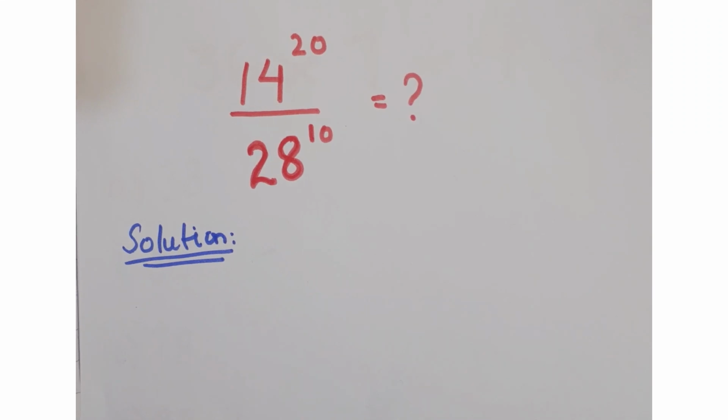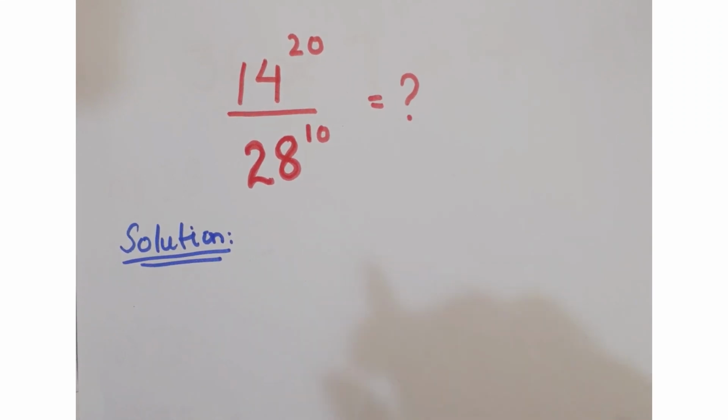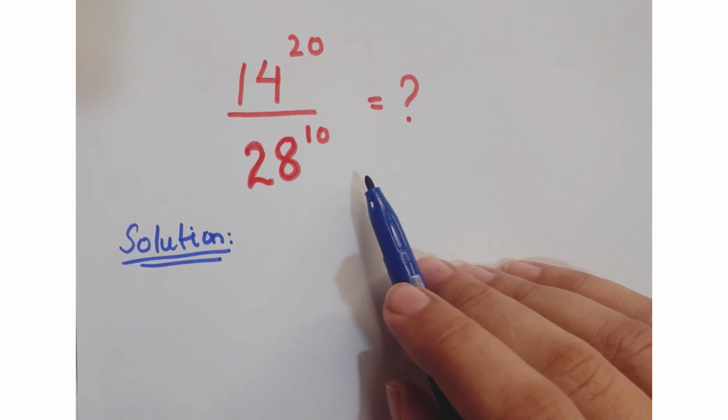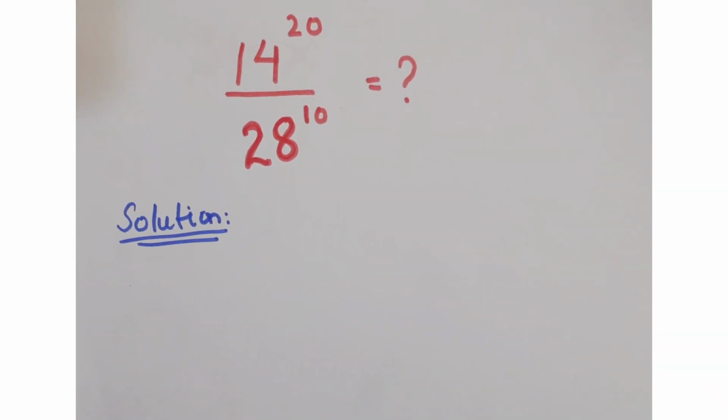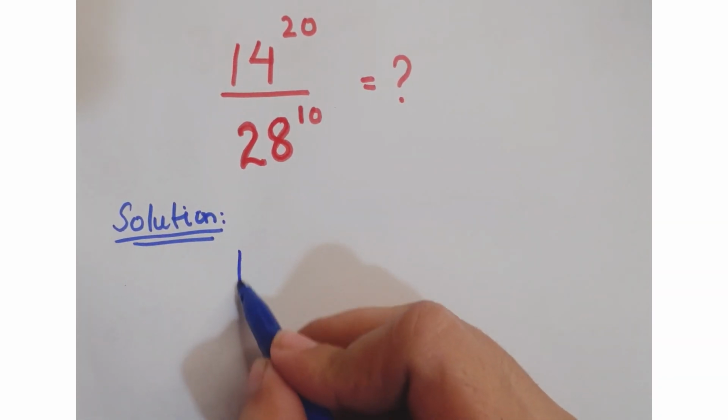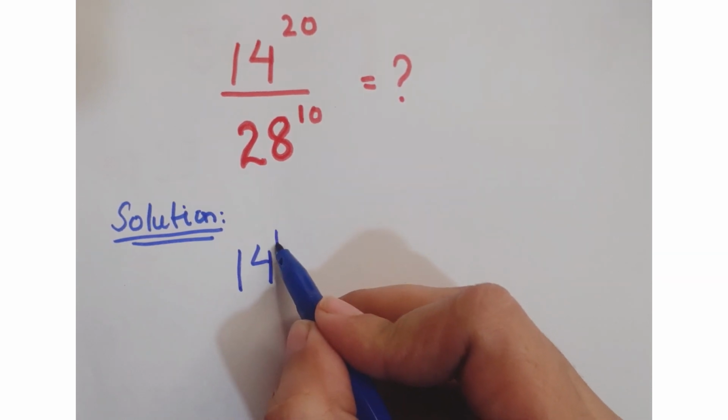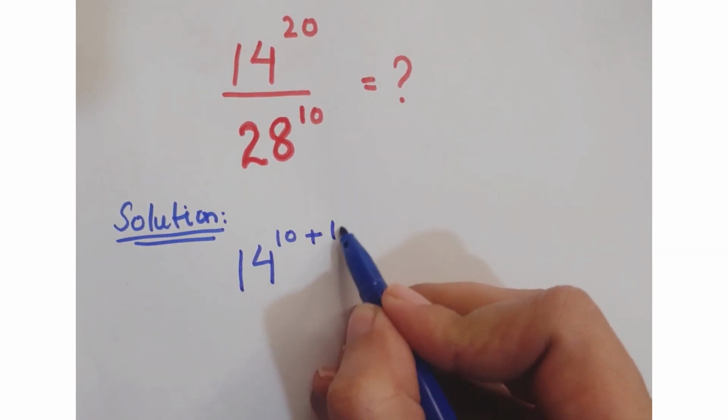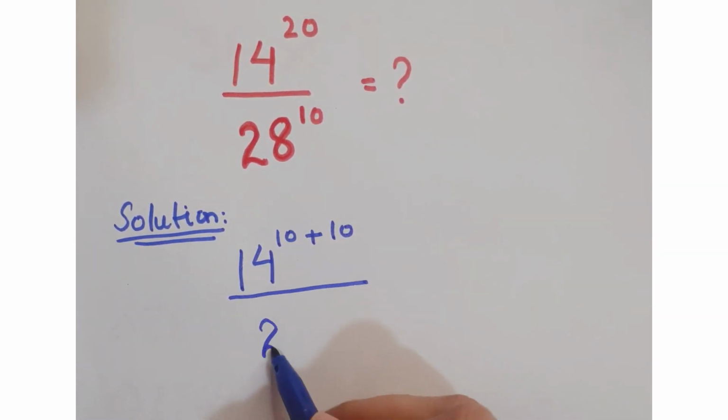Hi guys, look at this question. It is 14 to the power 20 upon 28 to the power 10. Let's see how we simplify it. Now this 14 to the power 20 can be written as 14 to the power 10 plus 10 upon 28 to the power 10.